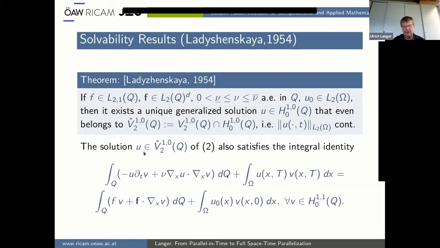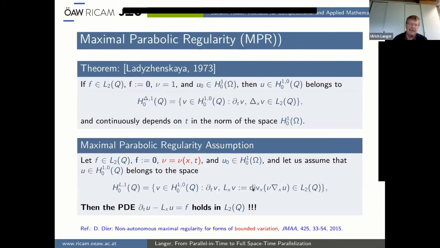So then I come to a topic that is called maximal parabolic regularity. And I will start to construct my schemes, or our schemes, on this basis. So already Ladyzhenskaya observed that the solution is in this space. So the time derivative and the Laplacian, for coefficient nu equal to zero, when the elliptic operator is the Laplacian, are in L2.